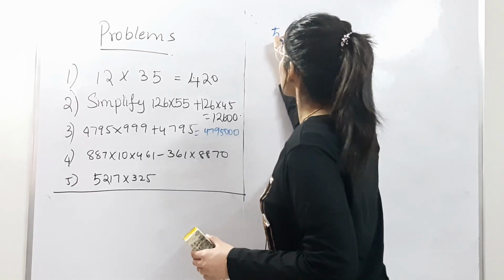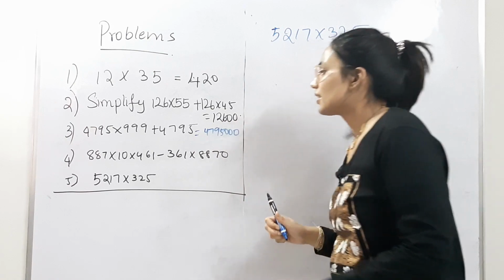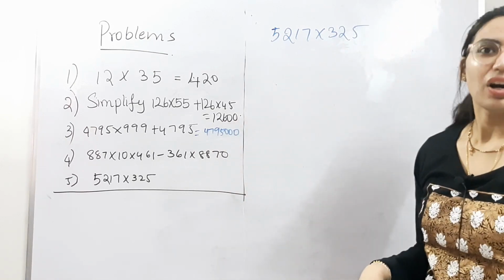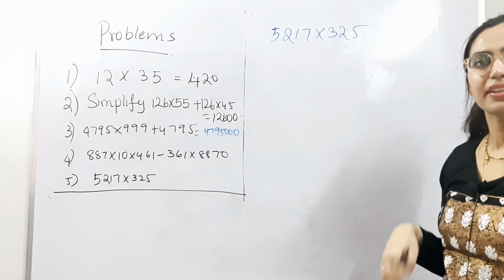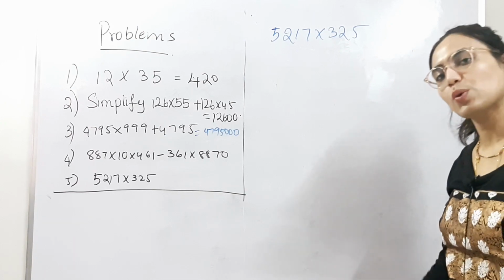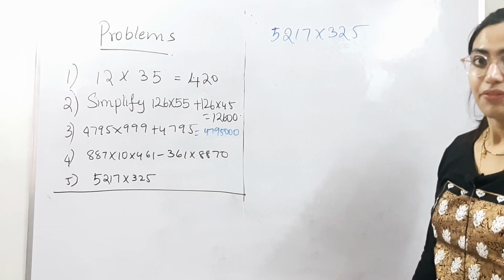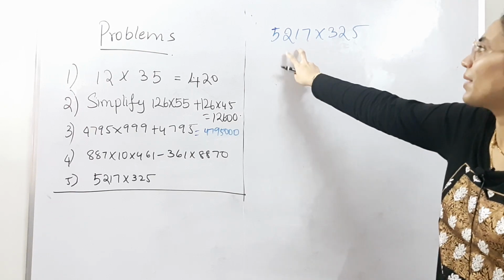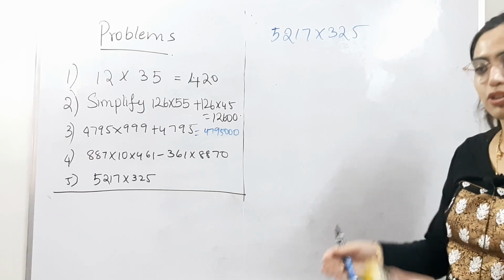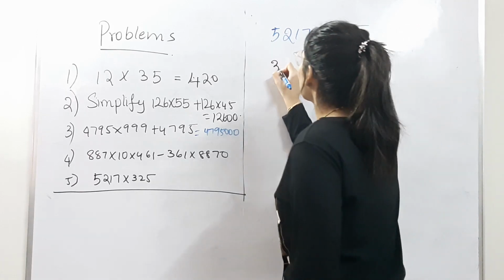Okay. This 5217 into 325. This is a big one. If you see, this is very big. So, how do we simplify this? How do we break it down? Do you think that if you multiply a 4-digit and 3-digit number, you will get the answer quicker than breaking it down? It's again dependent on your speed. But if I were you, I would break this big number down using the distributive property into small chunks so that I can easily multiply. Let's see how that's done.